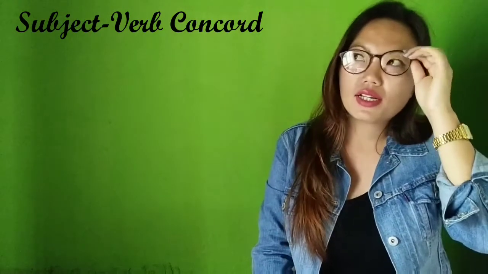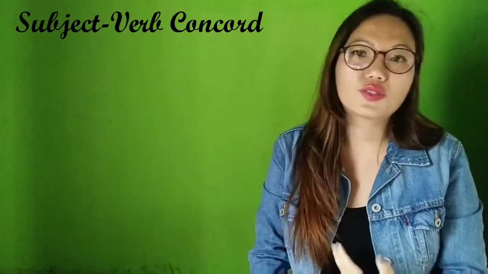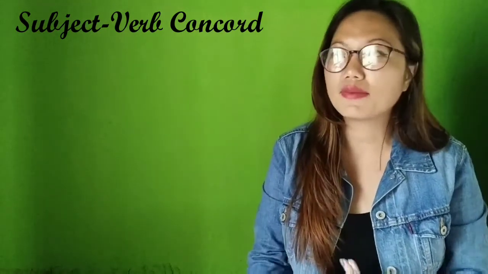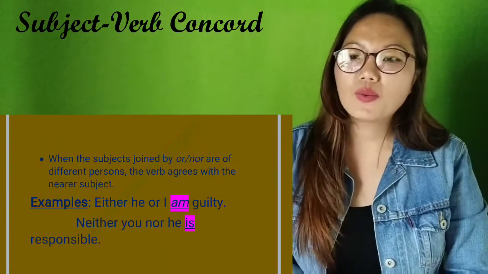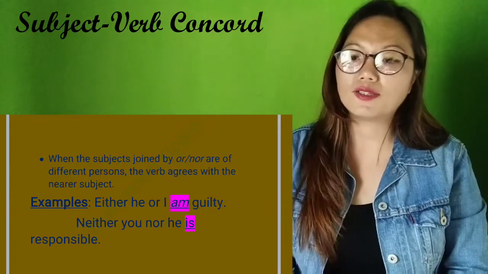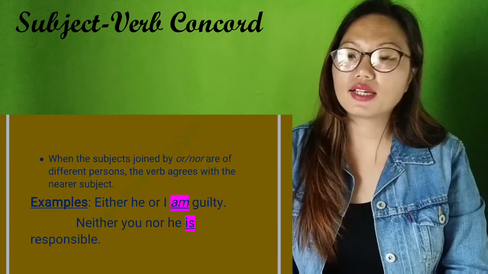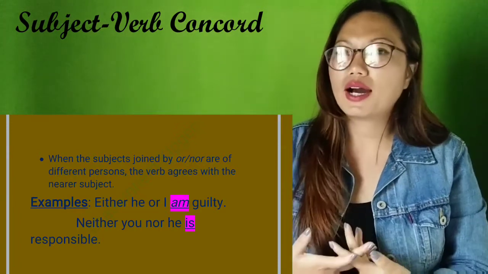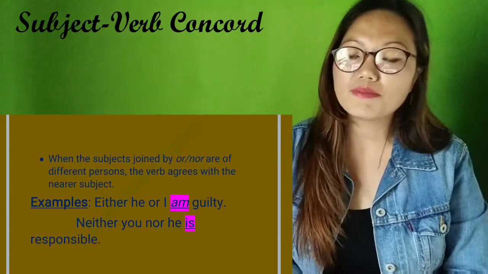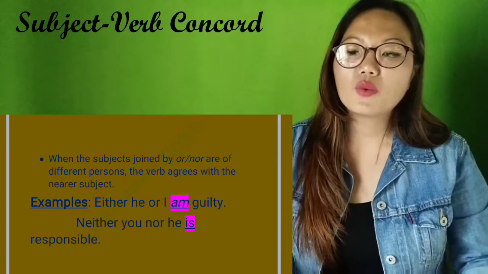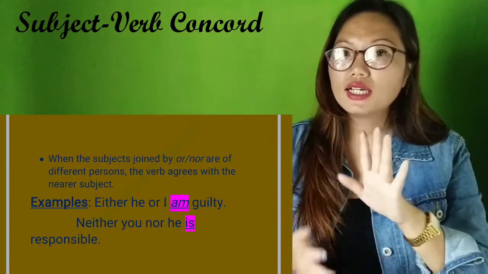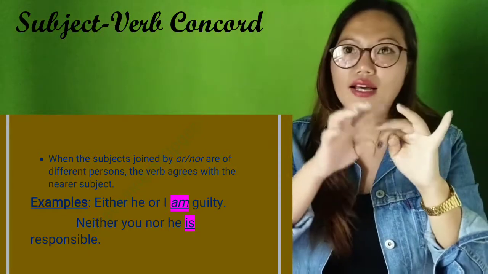Finally, now we are coming to the last rule for today's lesson, rule number 6, the last rule for subject-verb agreement for compound subjects. It says when the subjects joined by or nor are of different persons, the verb agrees with the nearest subject. So in pronouns we have three persons: first person, second person, and third person.